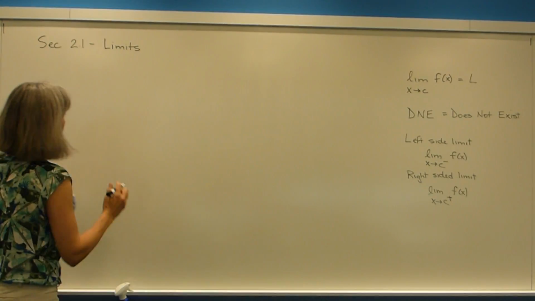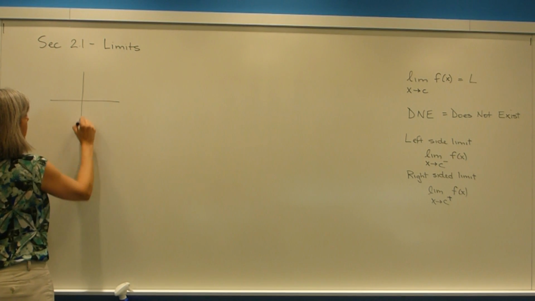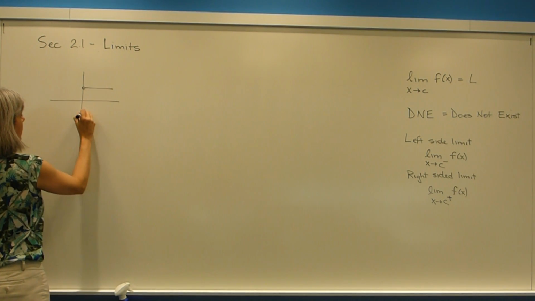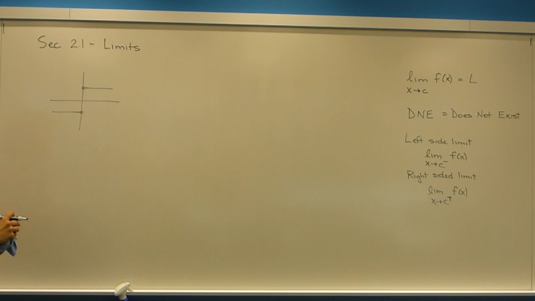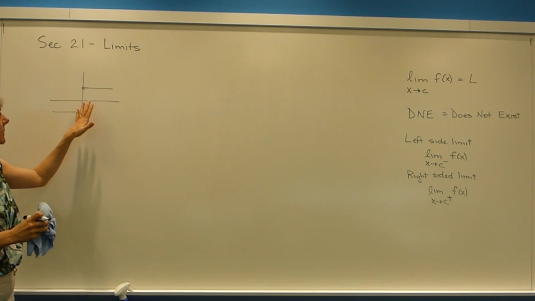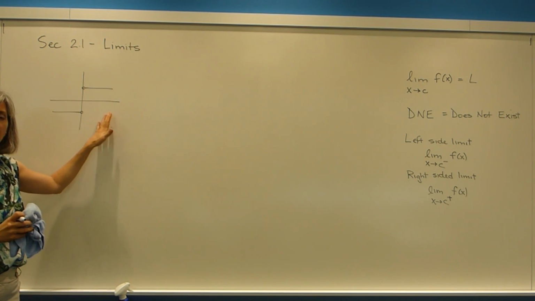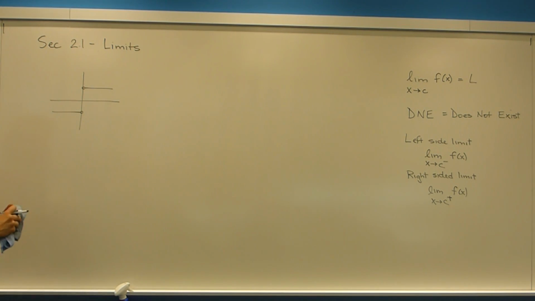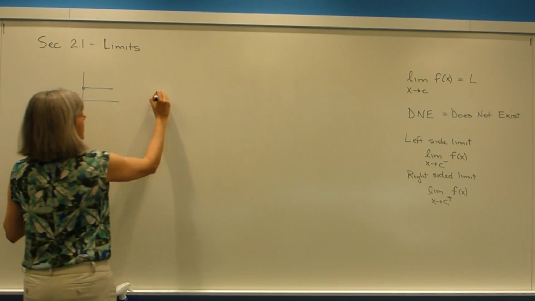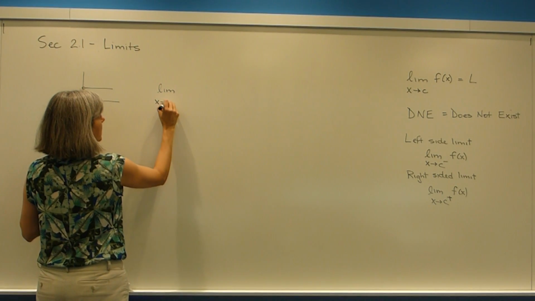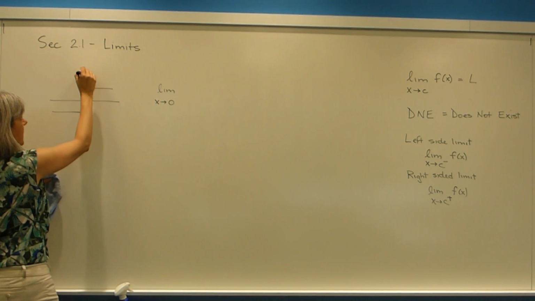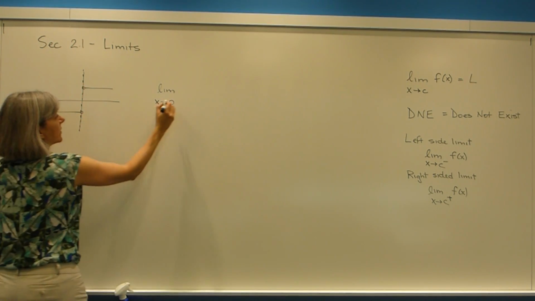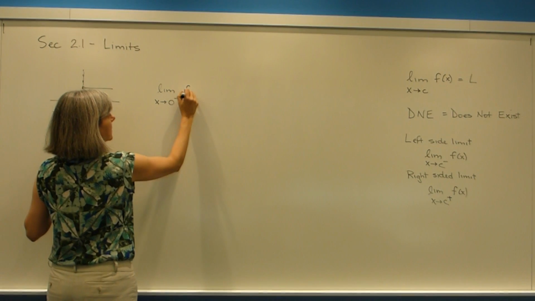I'm going to give you a couple of graphs. Let's start with this one. Okay. This graph actually does come from somewhere. This is actually the graph for the slope of an absolute value graph. And so we'll look at that later in the semester. Okay, so let's look. The limit as x approaches 0. So this right here, this is still what we're interested in, but from the left side only.